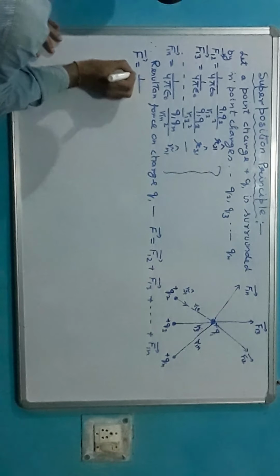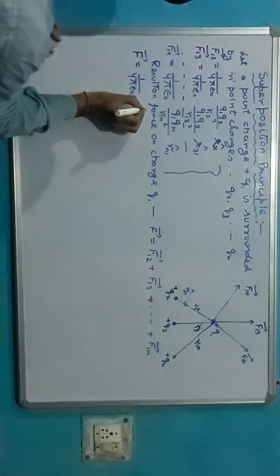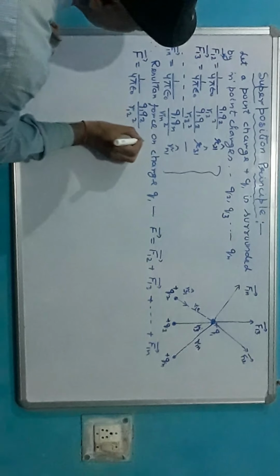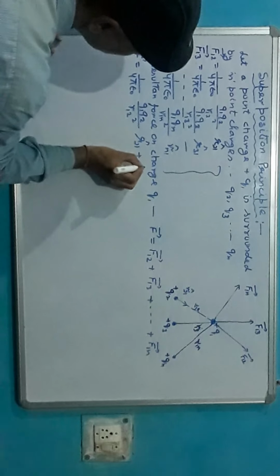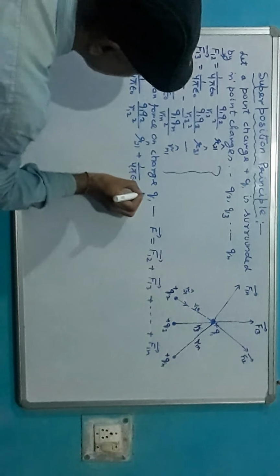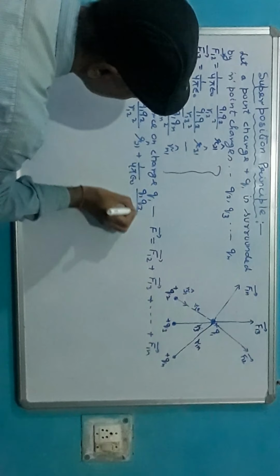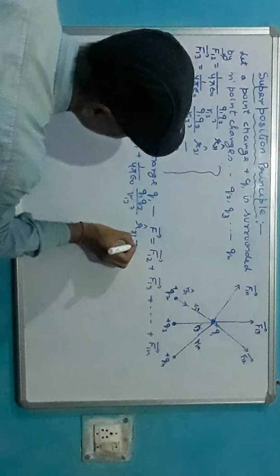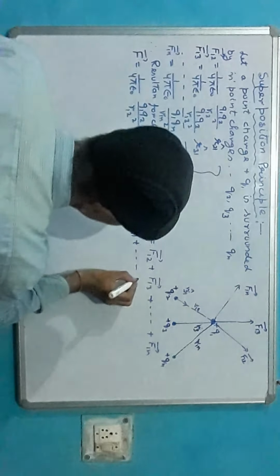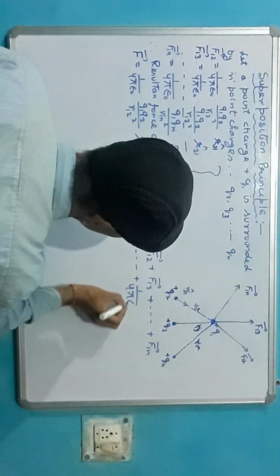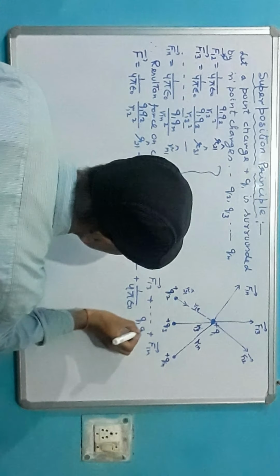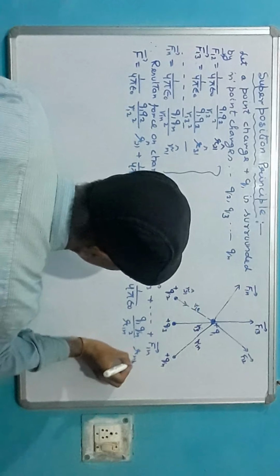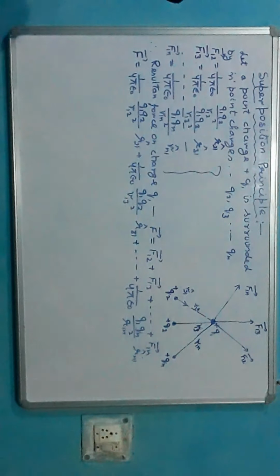We place the value of F12 first of all, that is 1 upon 4 pi epsilon naught Q1 Q2 upon R12 square R21 cap, plus 1 upon 4 pi epsilon naught Q1 Q3 upon R13 square R31 cap, plus F1n, that is equal to 1 upon 4 pi epsilon naught Q1 Qn upon R1n square and the unit vector Rn1 cap. So in this way I can write down the values.